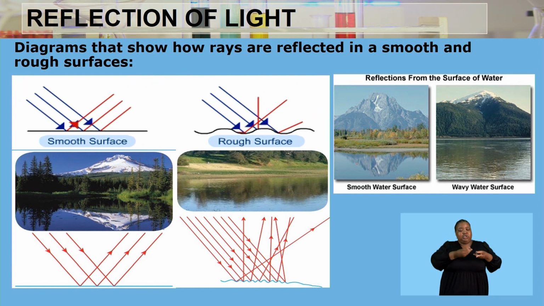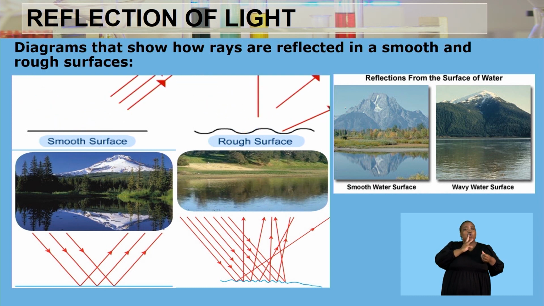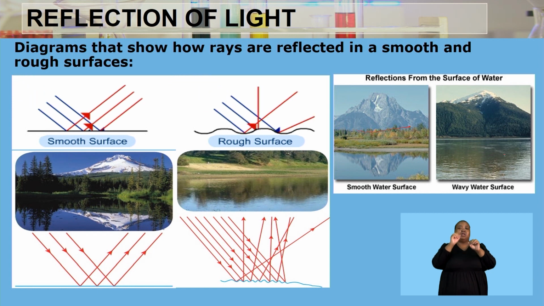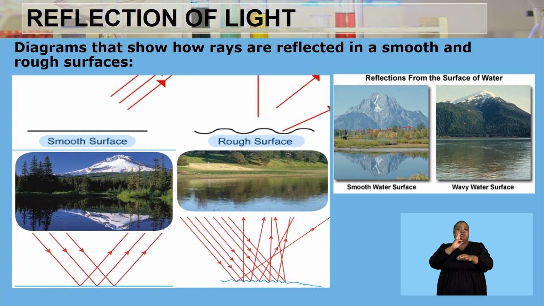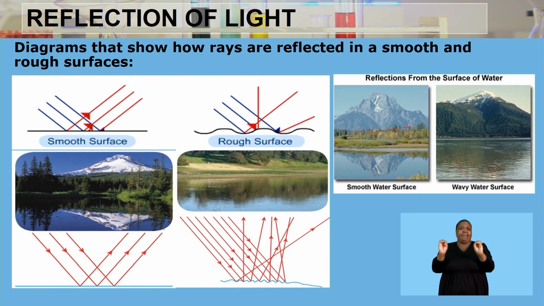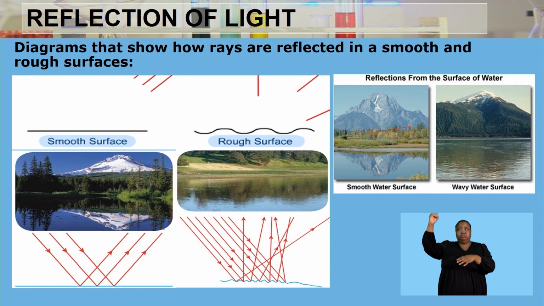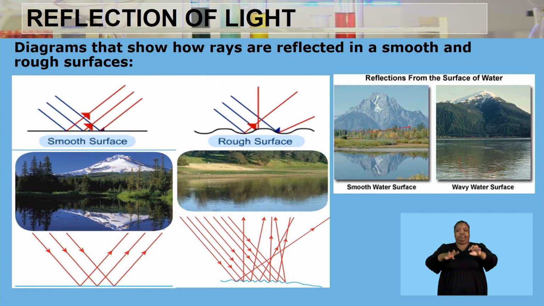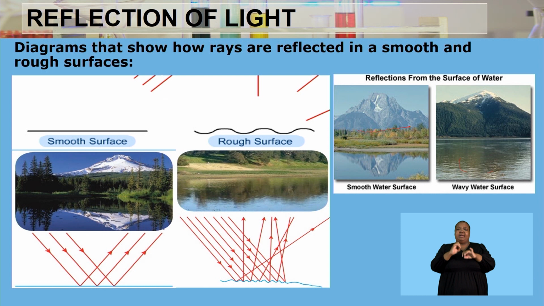The smooth water gives us a clear image of this mountain. However, this rippled water, it's a wavy water, doesn't give us a clear picture of this particular mountain here. And why is that happening? Because the light rays coming from the source are going to be scattered all around the place and not giving us a clear picture that we may want to see.